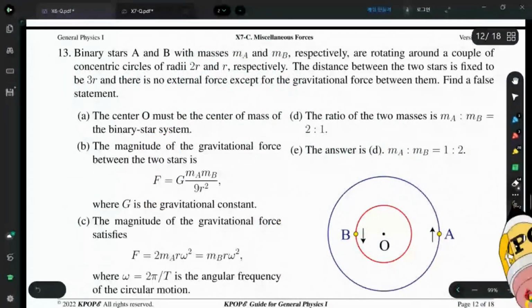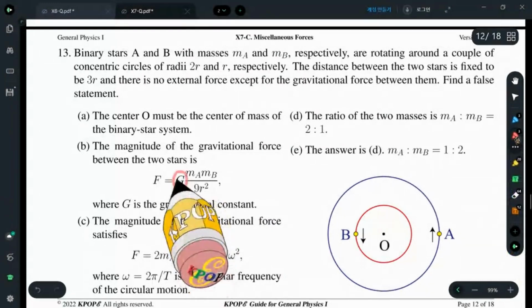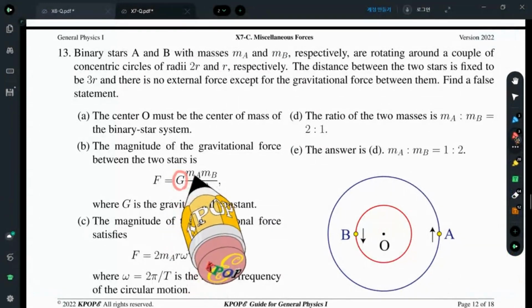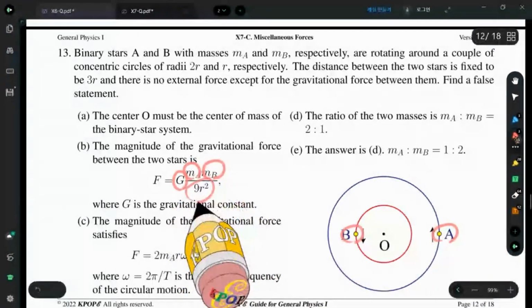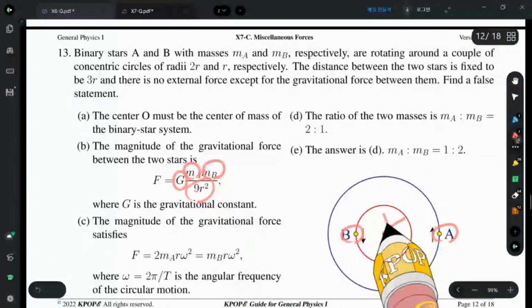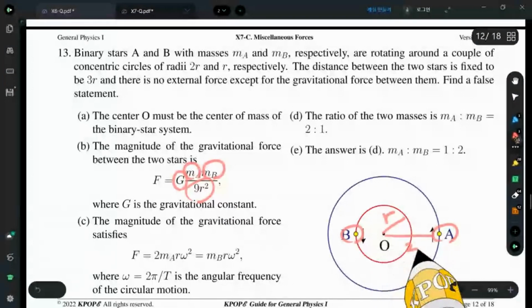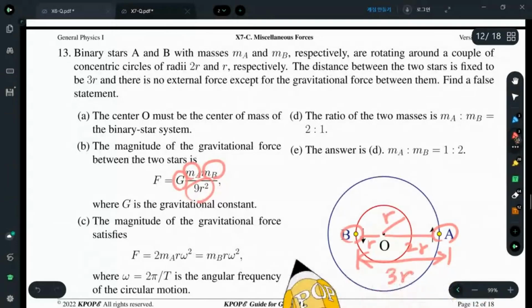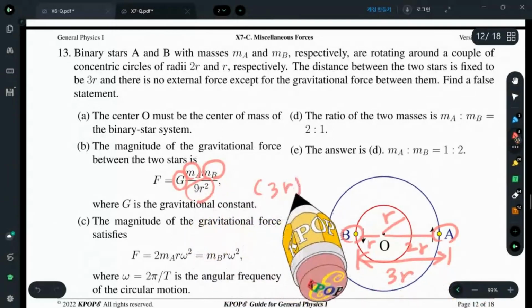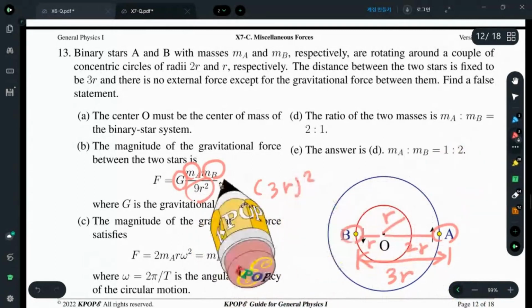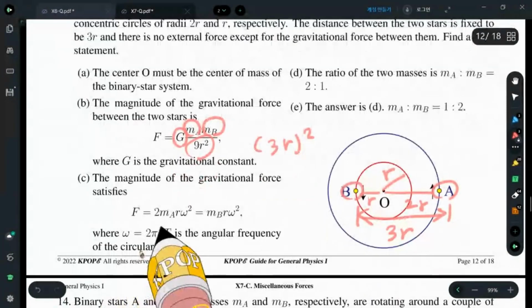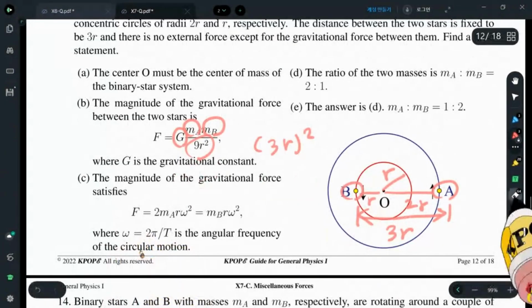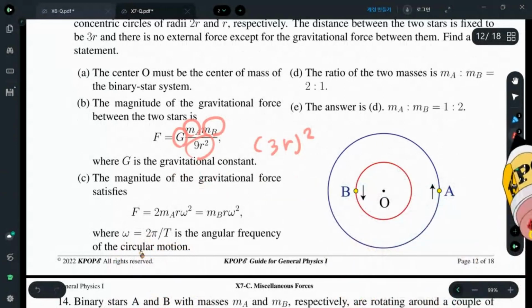And what is the gravitational force? The formula gives the gravitational constant G and the product of the two masses M_B and M_A, over the distance squared. The radius is a small r and this is 2r and this is r. So the distance between the two stars is 3r. So I have divided by (3r) squared. This is 9r squared.